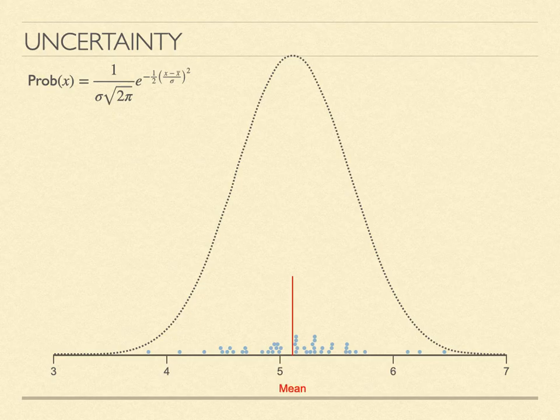Now I've marked the mean with the red vertical line. The height of the Gaussian curve at any point is proportional to the probability of producing that result in any given experiment. We chose 50 points at random with the probability given the Gaussian curve, and this is the distribution we obtained. The results are clustered more around the mean than in the wings of the distribution.